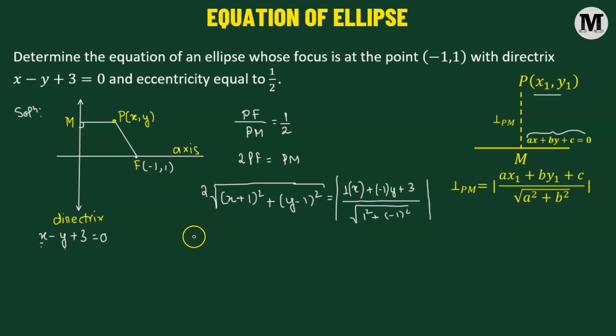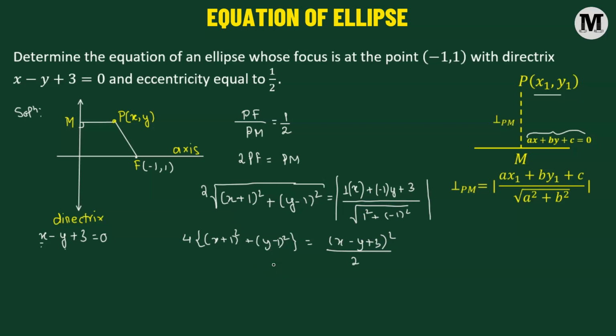So we're going to square both sides. Squaring 2 gives us 4, and then we have multiplied to it x plus 1 whole squared plus y minus 1 whole squared. This will be equal to x minus y plus 3 whole squared divided by the square root of 2, but squaring it gives us 2.